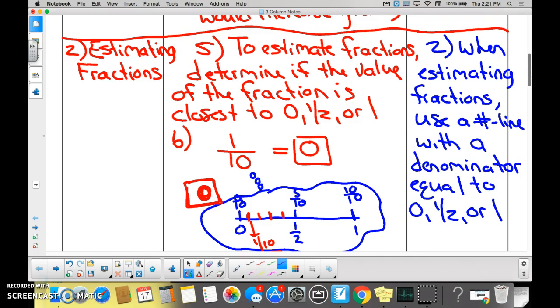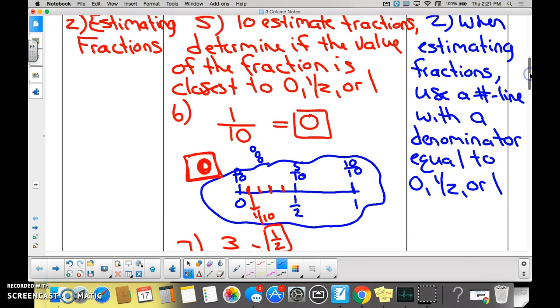So here's the deal. To estimate fractions, numbers that are less than 1 but bigger than 0, you have to use a number line, at least to get started on this. And when you use that number line, you are going to establish what 0 is using the denominator of the given fraction. So 0 for the denominator 10 would be 0 tenths. You are going to establish what 1 is using the denominator of the given fraction. So 1 would be 10 over 10, right?